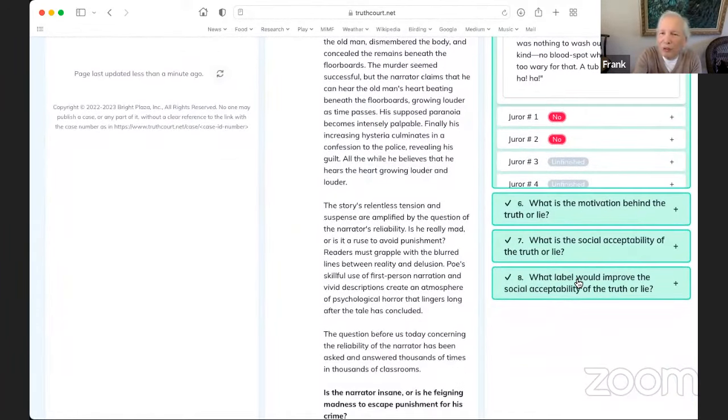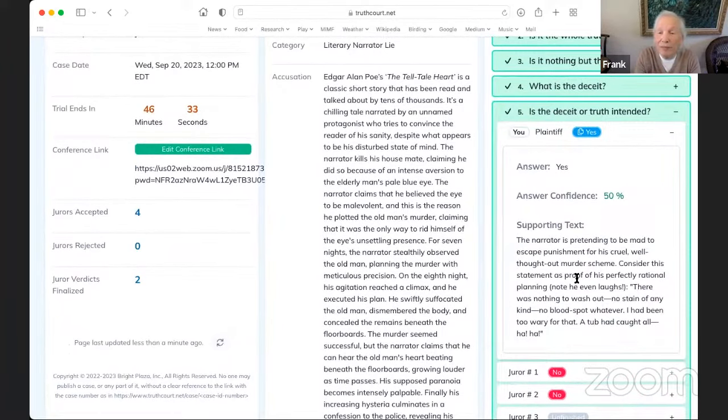Is the deceit or truth intended? Yes. In my feeling, it is. And again, I'm 50% sure, because I think that a contrary case can be made also. I'm saying the narrator is pretending to be mad to escape punishment for his cruel, well-thought-out murder scheme. Consider this statement as proof of his perfectly rational plan. And note at the end, he even laughs.